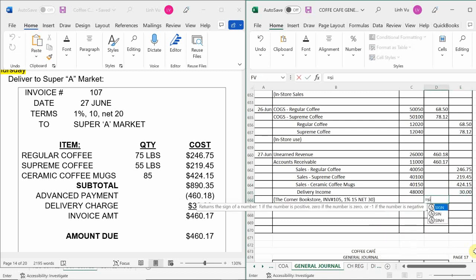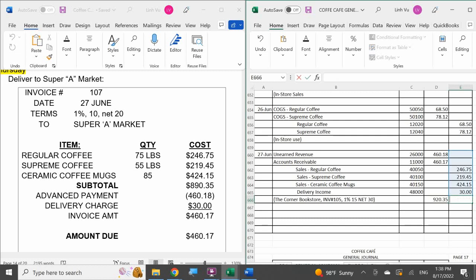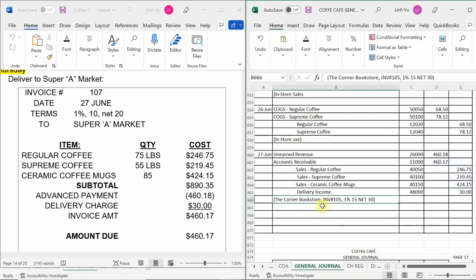Okay, let's double check. Make sure they all match. So we got 920.35 on the left, 920.35 on the right. So we're good there. The invoice needs to be changed to 107, and it is net 20 and not net 30. And this is a completely different person as well, so it's Super A Market. Invoice number 107. They get terms of 1% 10 net 20.